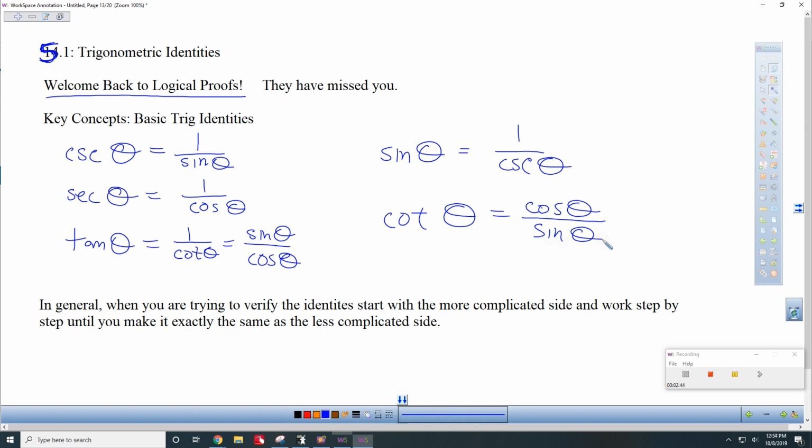Okay? In general, what you're trying to do in these is verify that the expressions from one side are equal to the expressions from the other side. In general, you want to start with the more complicated side and work step by step until it's the same as the less complicated side.